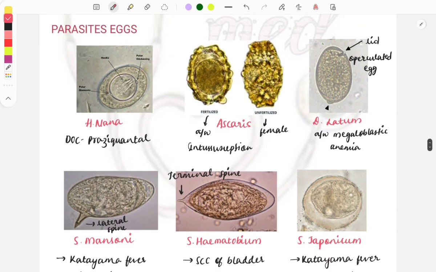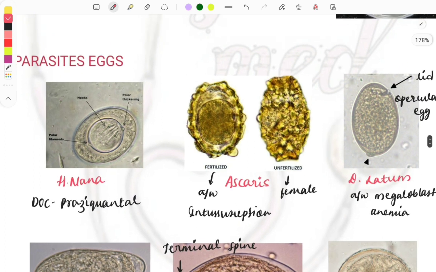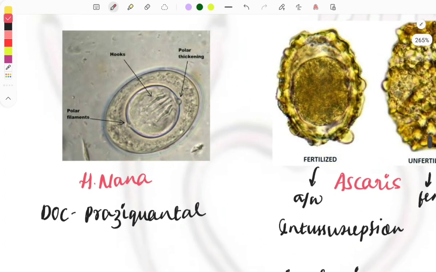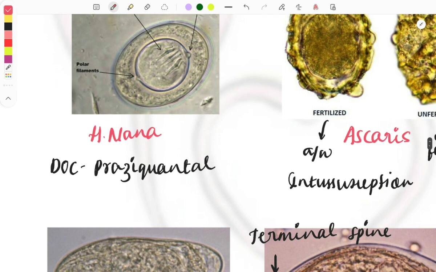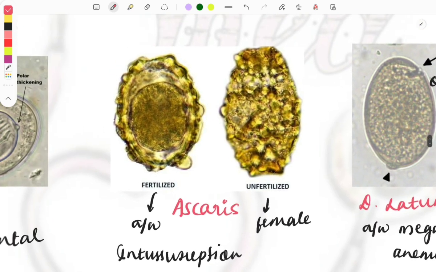So the H. nana, this is the egg of the H. nana, and you can appreciate that it has hooks here present like this, and near the hooks there's a thickening called a polar thickening, and opposite to it polar filaments. So if at all an image based question they give and in that image you will be able to appreciate these things, then go with H. nana. So drug of choice for H. nana is praziquantel.